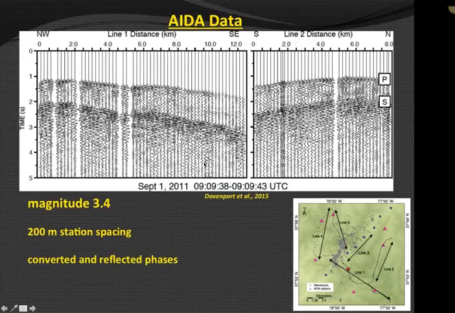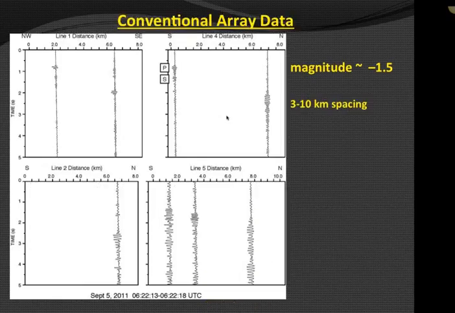Next slide. Later on, we managed to get all 4 of our lines on the ground, and here we are looking at a magnitude -1.5 earthquake. That's a negative magnitude earthquake, -1.5.